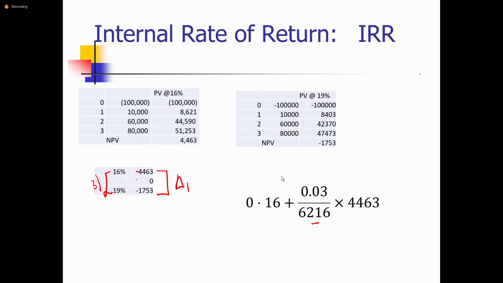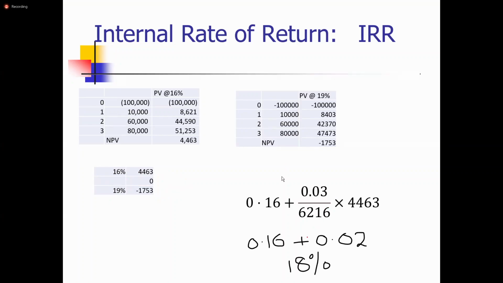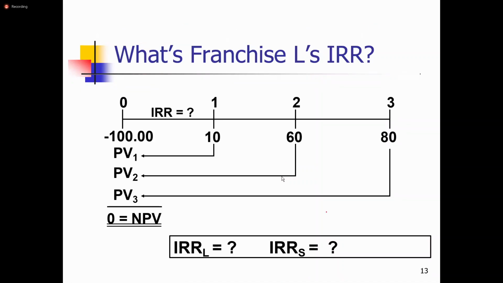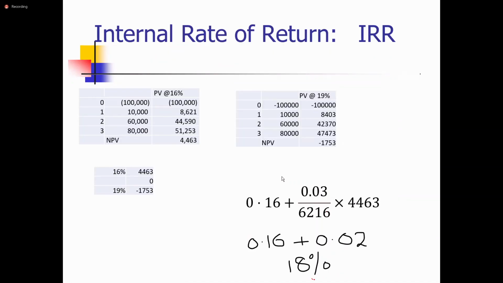Then for this difference, say delta 2, which is 4,463, by how much should this 16% increase? This is the simple argument behind this formula. If for this difference the rate differs by 3%, then for that difference the rate should differ by how much? Then you will get the IRR as simply 18%. This is how we work out the IRR using the trial and error method.